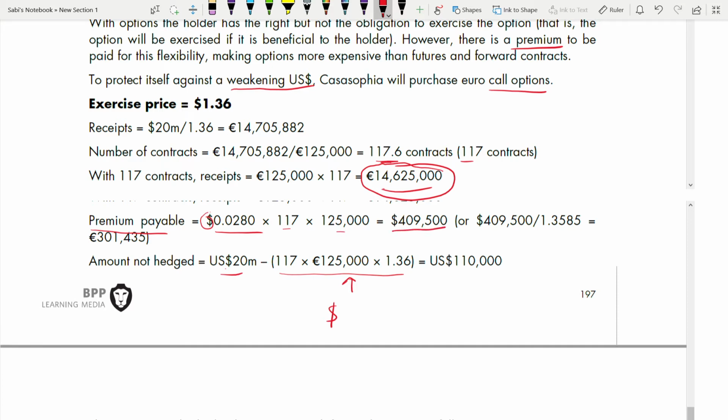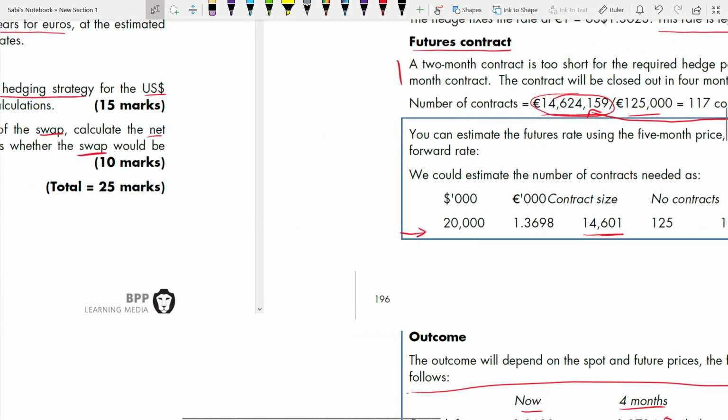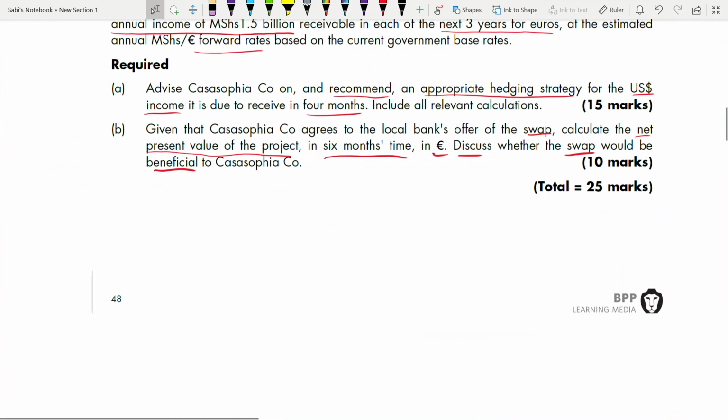Now you need to convert this back to euro. So the main problem with this is converting and then again changing. You need to keep everything in euro at the end. So 409,500 divided by 1.3585. What is this 1.3585? That is the spot rate. Spot rate, what spot rate? Not the spot rate which you used before.